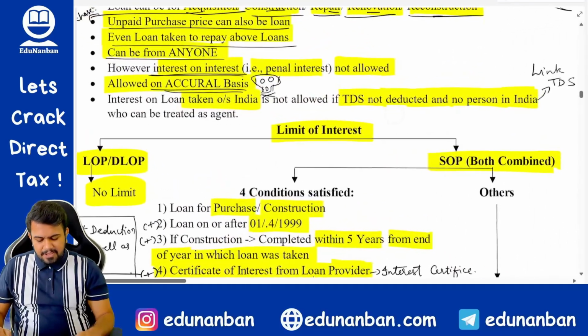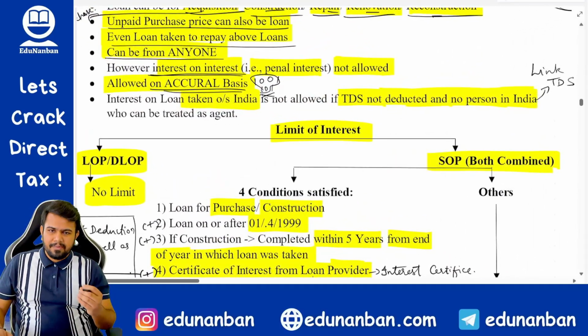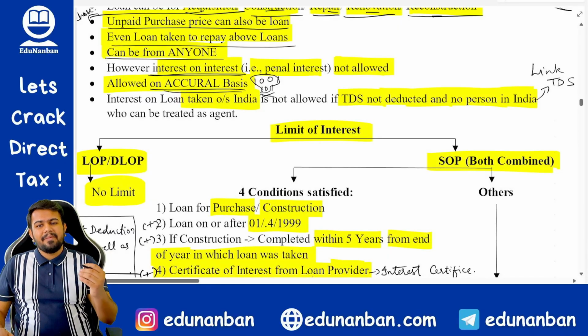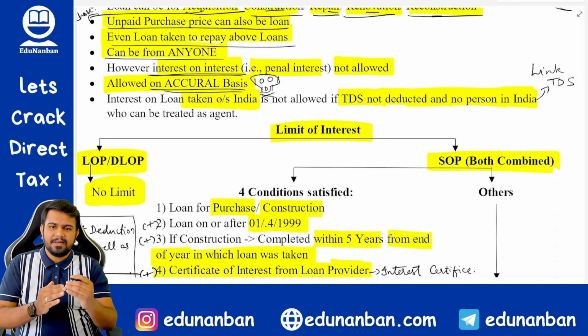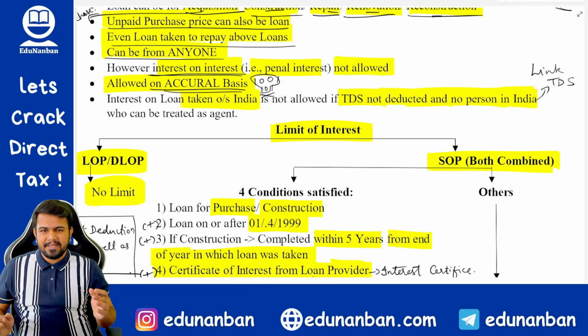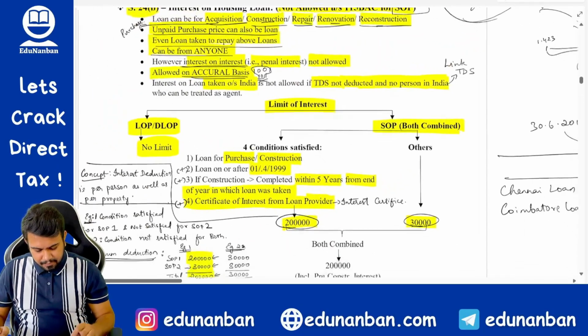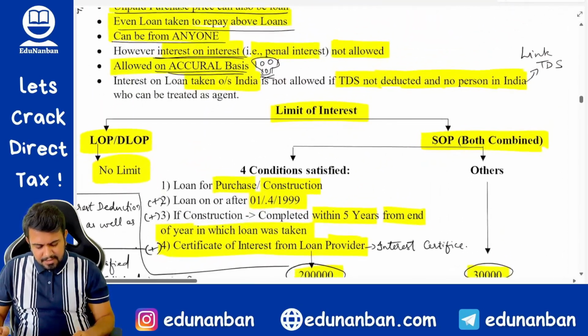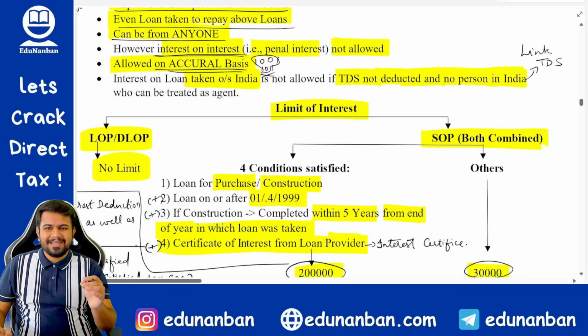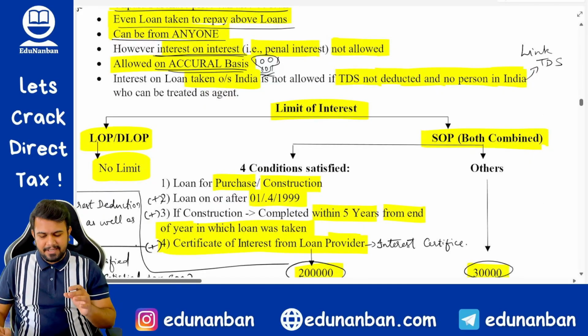Now one special point, if you have taken a loan from outside India, then while paying the interest, you have to deduct the TDS. If you do not deduct the TDS, such interest will not be allowed as deduction. Now, sir, there are some limits for this interest deduction. What are these limits? Let us see.